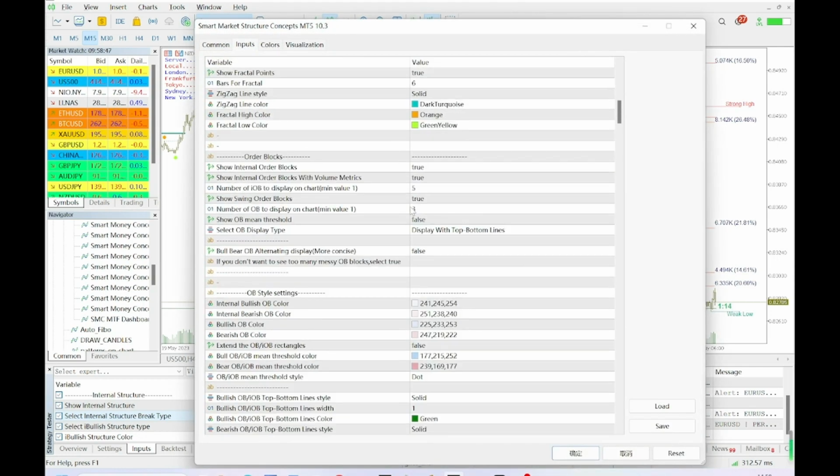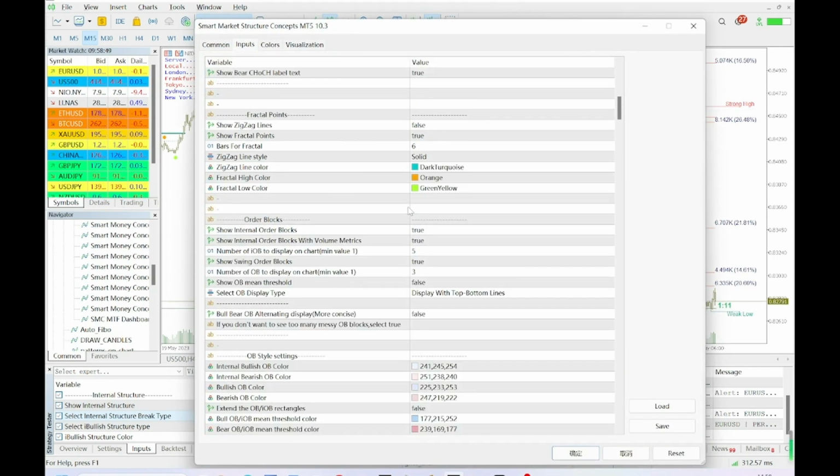Next, we will introduce the fractal and order block function. Fractal point mainly provides users with the function of displaying zigzag line and fractal point, and can set time period for zigzag and fractal separately.